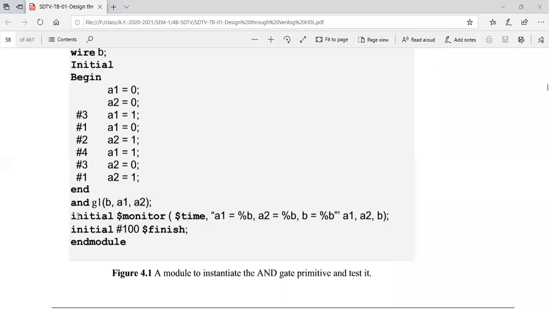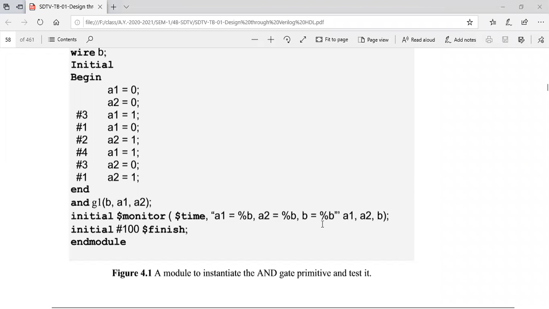What we are saying here is, initially just monitor the timing. This $time is nothing but the timings. At what point of time, what are the changes taking place? We just observe it. That is nothing but a monitor statement, right? For A1 is equal to %b, that means A1 is going to take a value of binary, A2 is also taking a value of binary, and the value B is also going to take a value of binary.